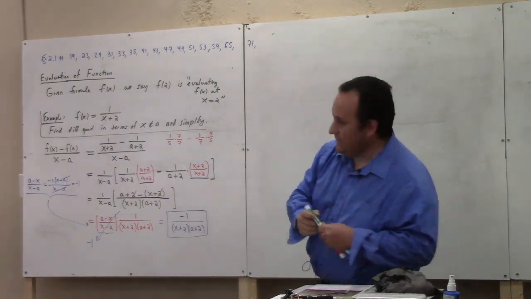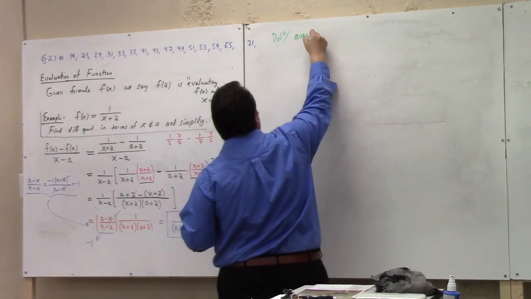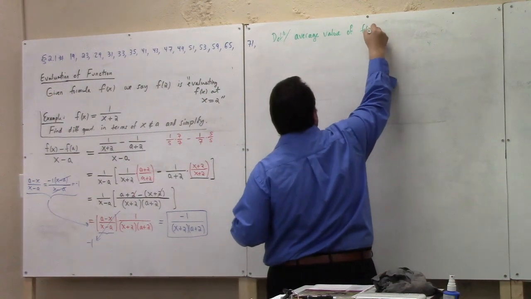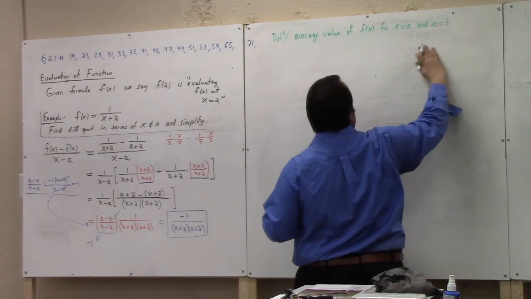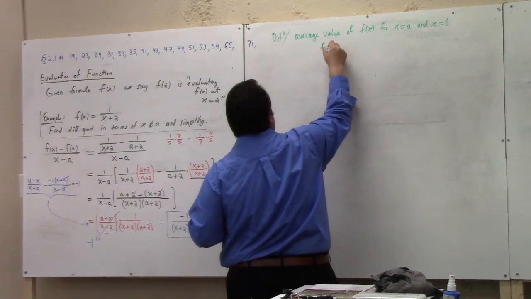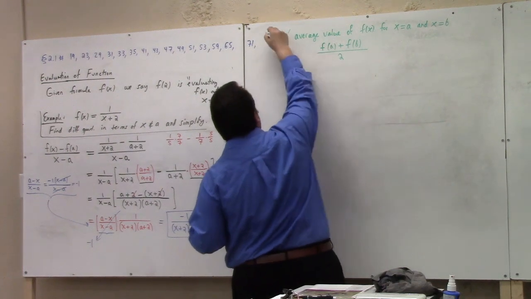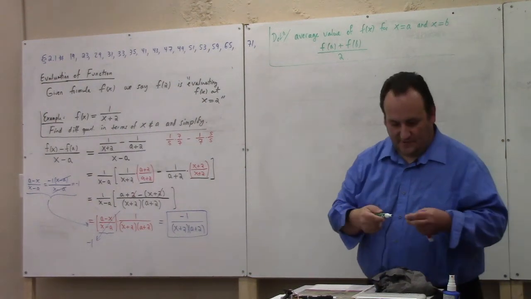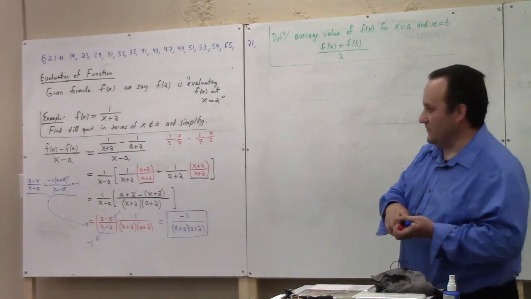Another thing you can talk about is the average value of f of x for x equals a and x equals b, all right? And the way that works is it's equal to f of a plus f of b divided by 2. That one's actually a little bit easier than the difference quotient, right? So here, let's actually do that.